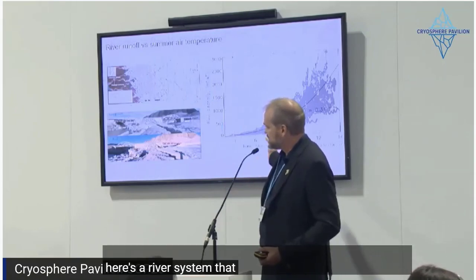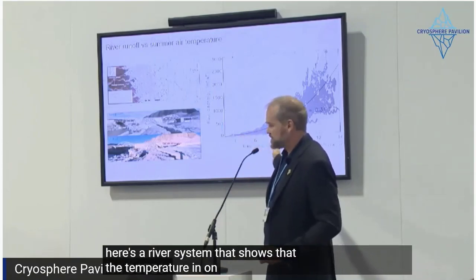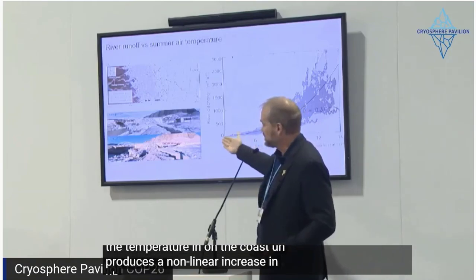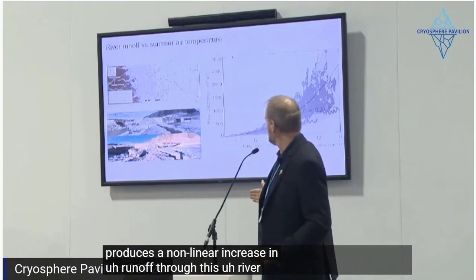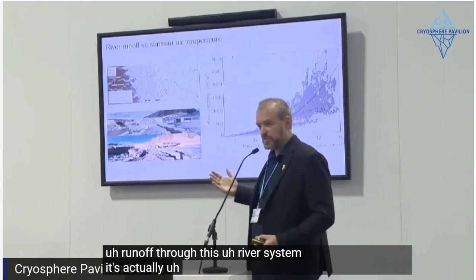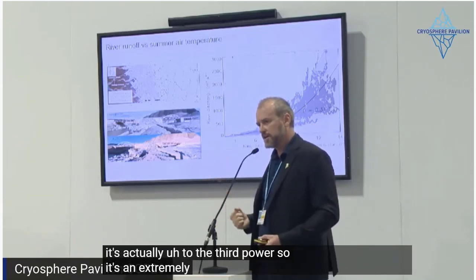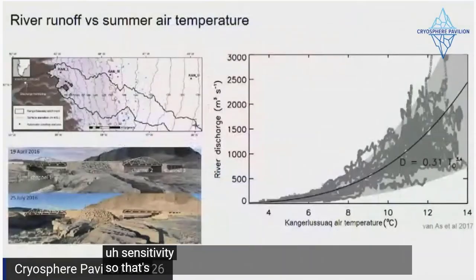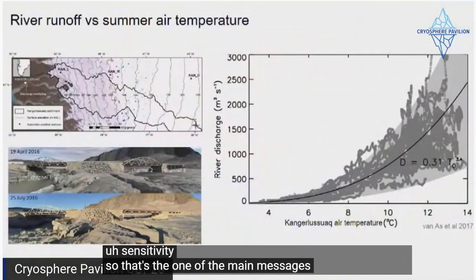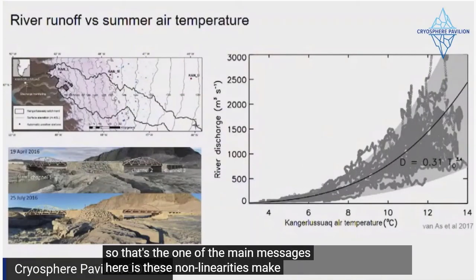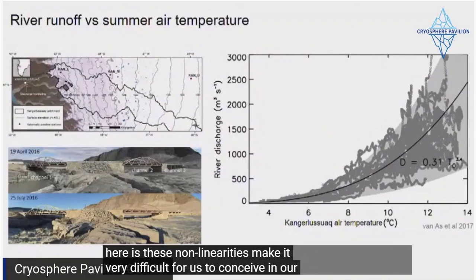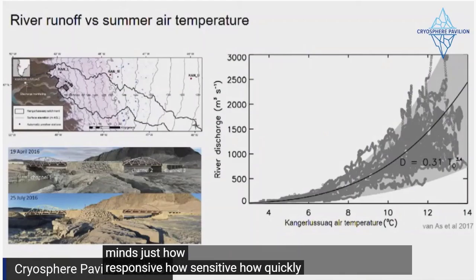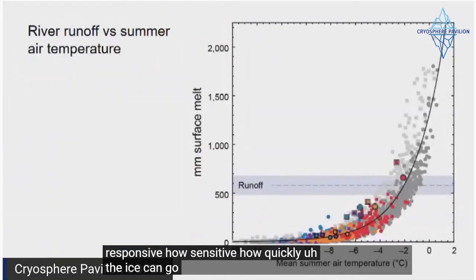Here's a river system that shows that the temperature on the coast produces a nonlinear increase in runoff through this river system. It's actually to the third power, so it's an extremely nonlinear sensitivity. So that's one of the main messages here: these nonlinearities make it very difficult for us to conceive in our minds just how responsive, how sensitive, how quickly the ice can go.